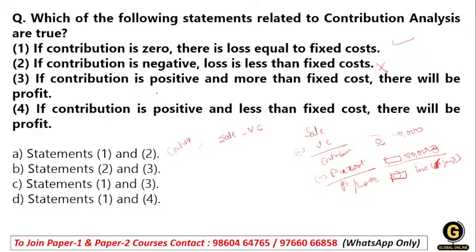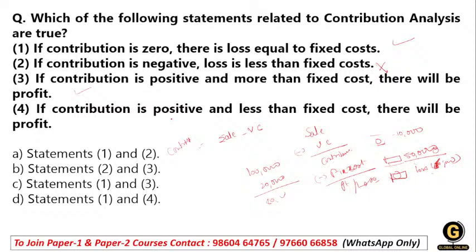Then if the contribution is positive and more than the fixed cost, suppose contribution is 1 lakh and your fixed cost is 20,000, so there will be profit. Yes, there will be profit. True, statement number 3 will be true.